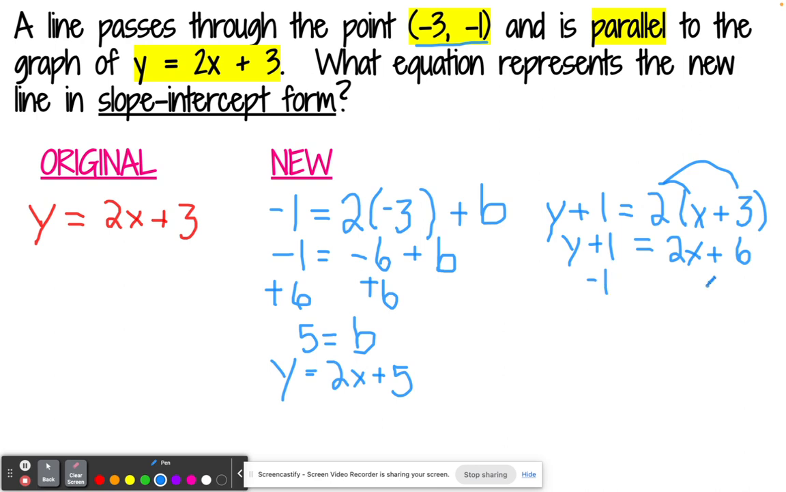This cancels out and I'm left with y equals 2x plus 5, the exact same answer. There are many ways you can solve lots of different math problems, and so, whichever way you like the best. Some people don't like to plug into the equation to solve for b, but they're comfortable with the point-slope form.